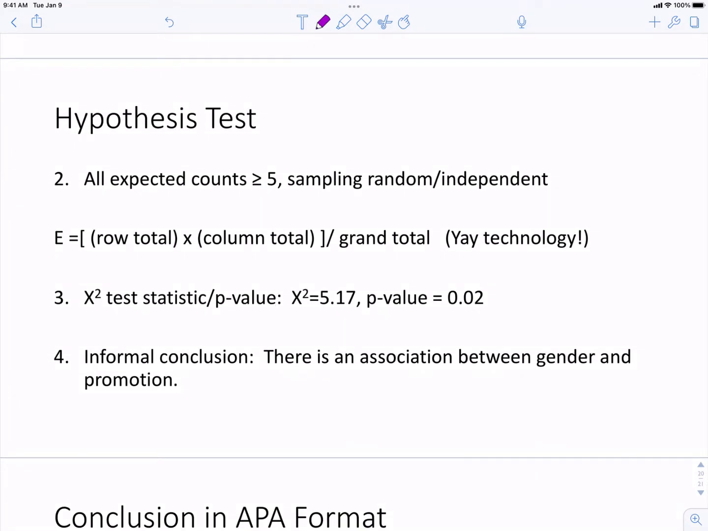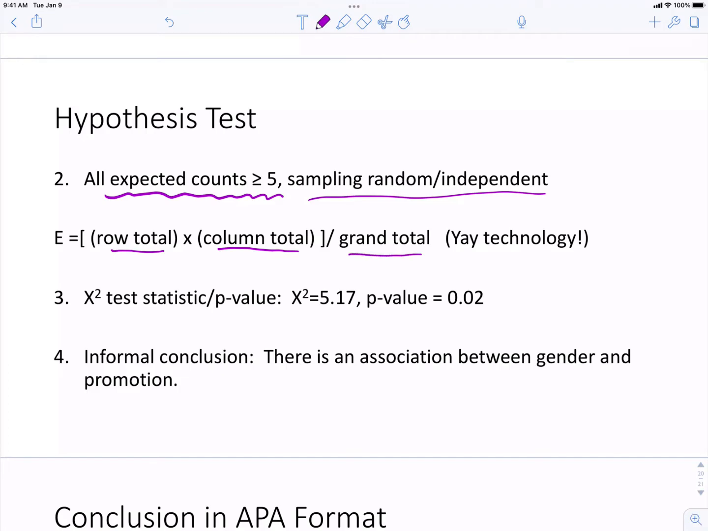In step number 2, the assumptions. The assumption in this test is that all the expected counts have to be greater than 5. That's the big assumption. And then, of course, that your sampling was done well. The sampling was random and independent. Now, how do you find the expected value for each of the cells in your data table? It's the row total multiplied by the column total divided by the grand total.